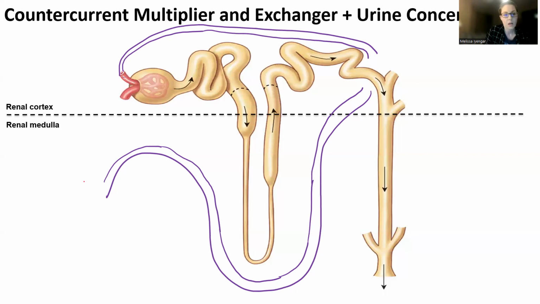But the purpose of this is, again, you want to create an osmotic gradient or a salt gradient going from the cortex to the medulla. So from the cortex to the medulla, you want to have less sodium concentration, all the way down here towards where the minor calyx is, you want to have really high sodium concentration.